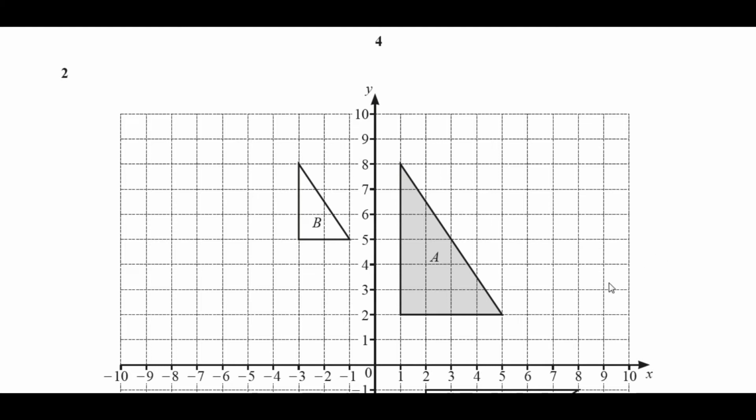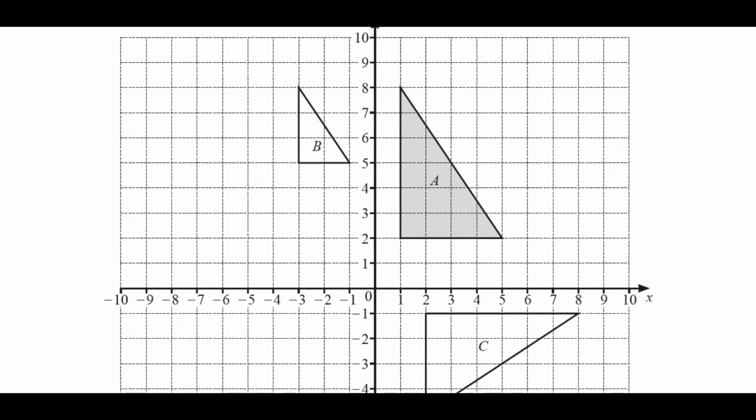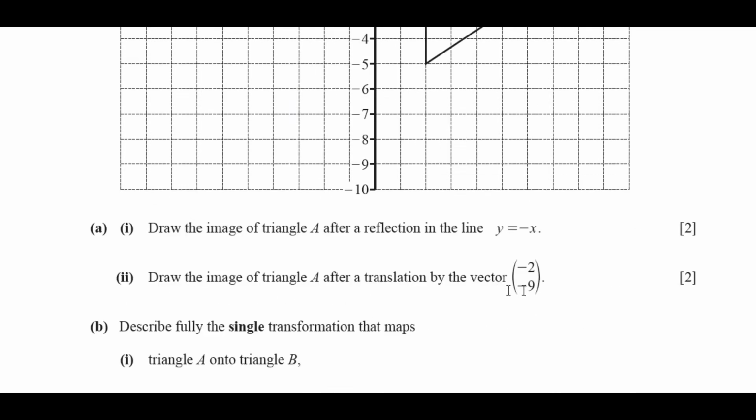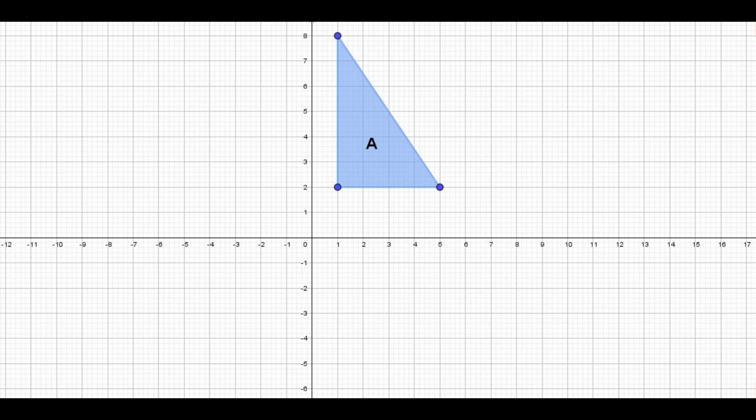Question number 2. Here in this question, you can see three triangles: triangle A, triangle B, and triangle C. Look at question number A1. Draw the image of triangle A after a reflection in the line y equals minus x. Now first of all, let us look at how to reflect an object with the mirror line. Here the mirror line is given as y equals minus x, so we are going to draw y equals minus x. So this is the line y equals minus x.